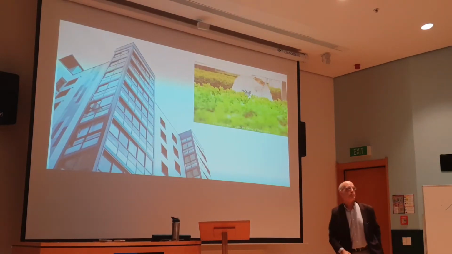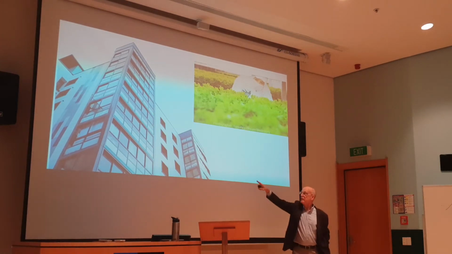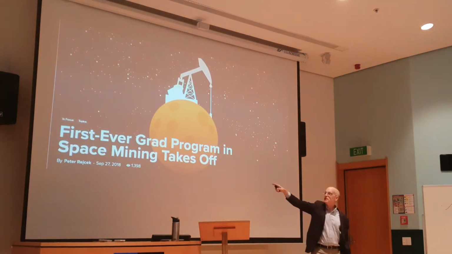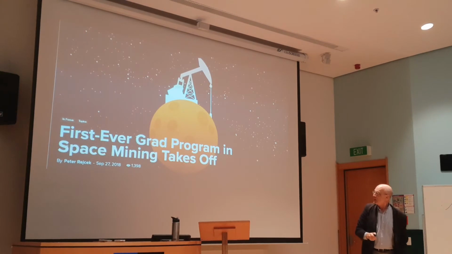This is a startup in Japan. They're building vertical farms in high-rises in Tokyo. Right now the projection says they can produce 11 million heads of lettuce in a year in one building. This is the Colorado School of Mines that just announced that they have a graduate program helping students to figure out how we're going to mine asteroids.